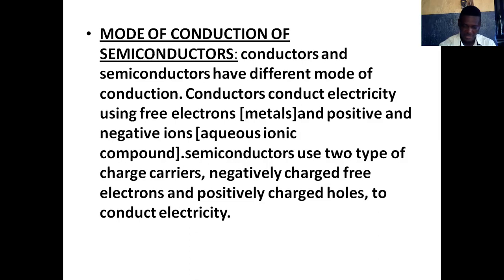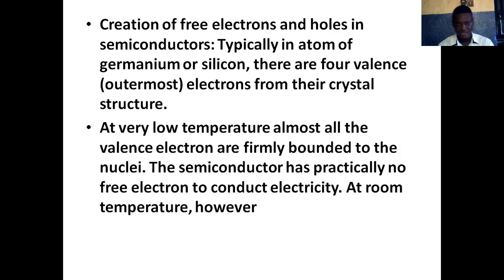So to understand better, let's move forward. Now, creation of free electrons and holes in a semiconductor, typically in an atom of germanium or silicon. These are basically the most frequently used types of semiconductor. They belong to what? The group 4 elements. So if you look at your periodic table, you see germanium and silicon in what? Group 4, because their valence electrons are 4. Or rather, simply put, they have 4 valence electrons in their crystal structure.